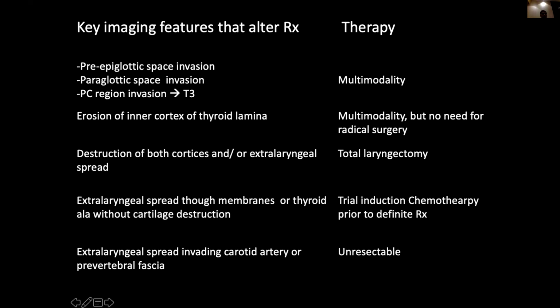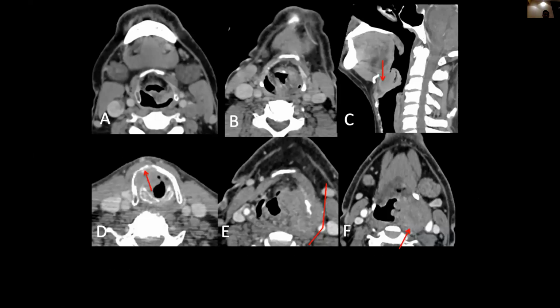If you have pre-epiglottic space invasion, paraglottic space invasion, or post-cricoid region invasion, the patient is a T3 case and needs multimodality treatment. Erosion of the inner cortex of the thyroid lamina needs multimodality treatment with radical surgery. If you have destruction of the cartilage or extralaryngeal spread, it's total laryngectomy. If you have thyroid cartilage ala encasement but no destruction, you can give a trial of induction chemotherapy, reduce the volume of the disease, and assess the cartilage again. If the cartilage is not involved, you can preserve the larynx if it's a functional larynx. If you have extralaryngeal spread of the disease involving the carotid artery or the prevertebral fascia, it's an undissectable disease.